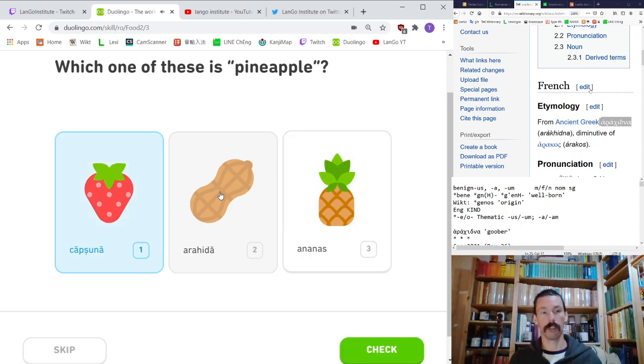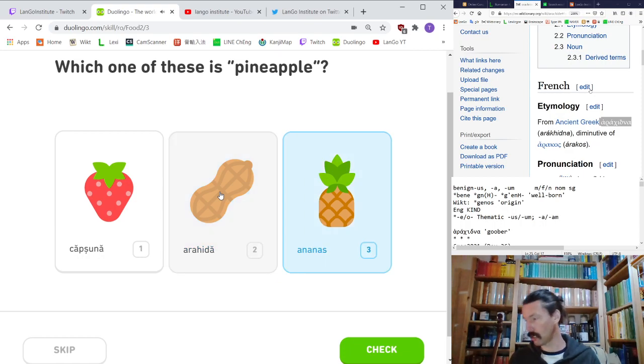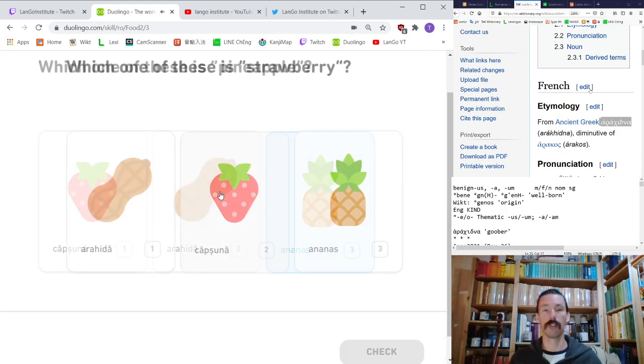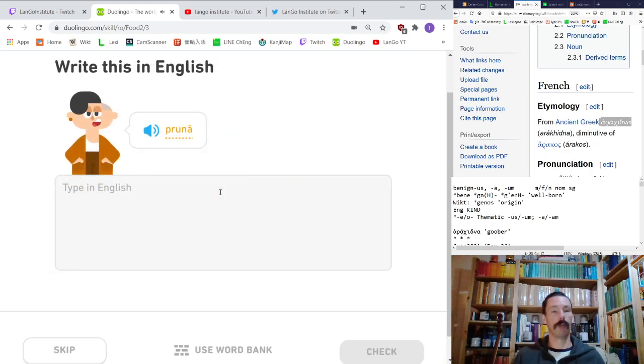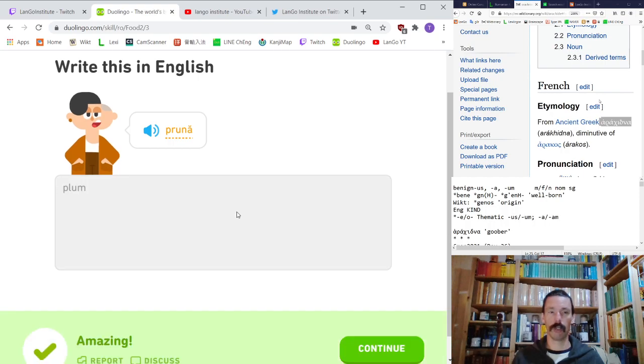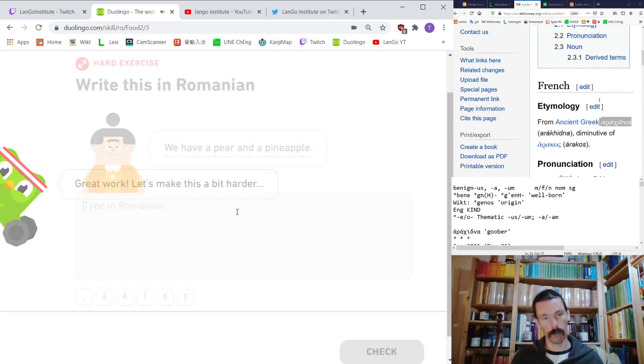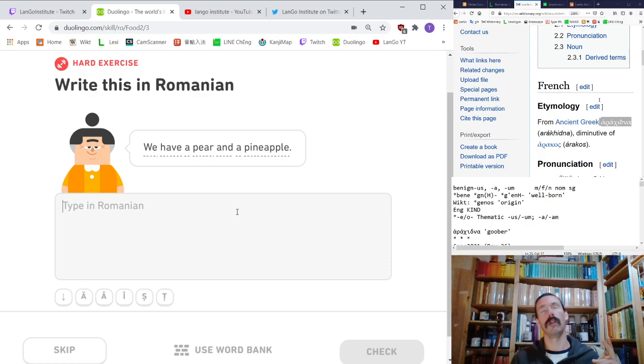Ananas. Căpșună. Arahidă. Ananas. Maybe accenting the last. Căpșună. Prună. Probably plum or prune, which are originally the same word, the same source. We have a pear and a pineapple.